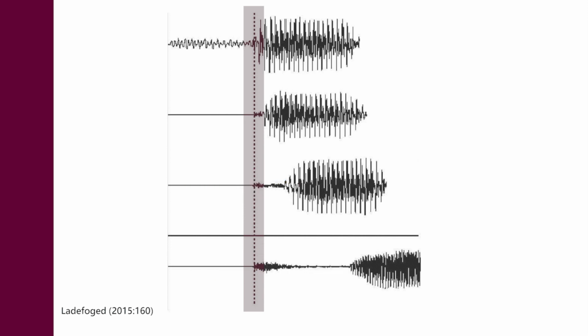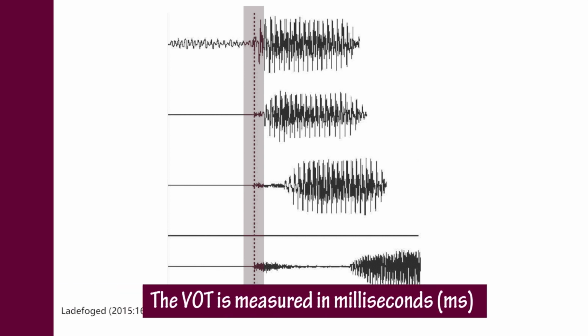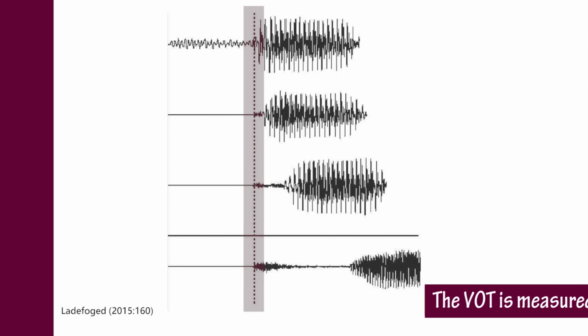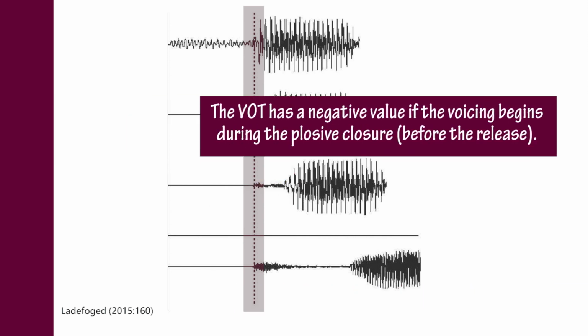You need to know that the VOT, the voice onset time, is measured in milliseconds from the spike indicating the vibrations in the vocal folds in the vowel. It is possible for the VOT to be negative, which means that it's a certain amount of time in milliseconds that the voicing begins before the release.